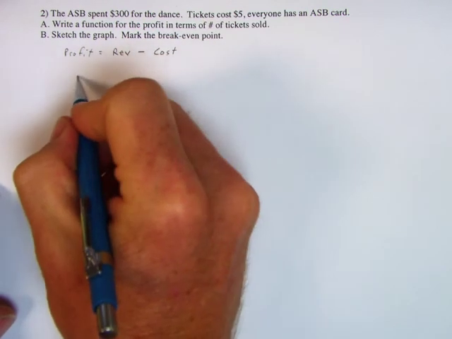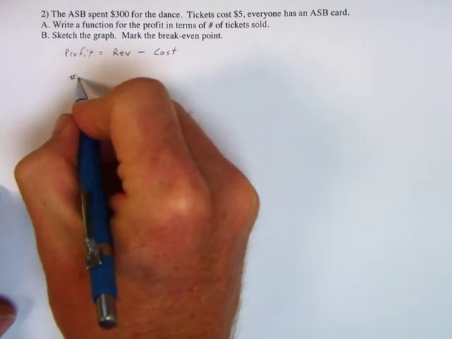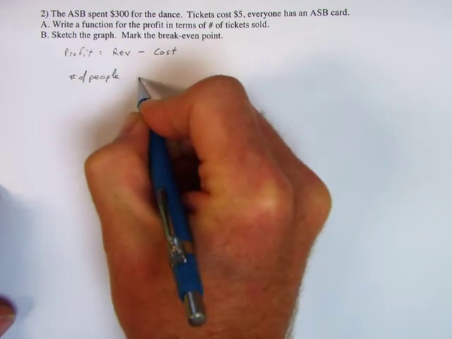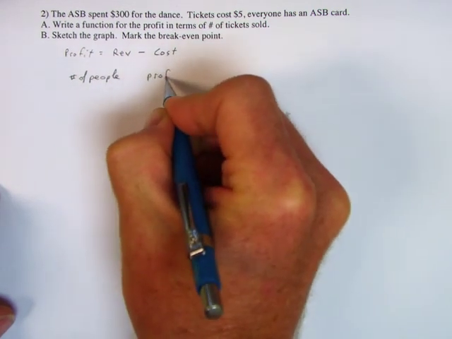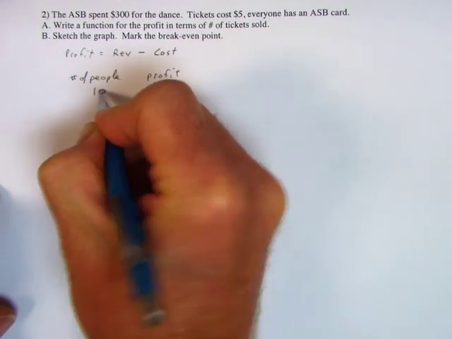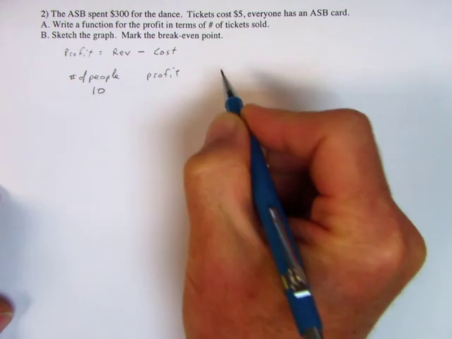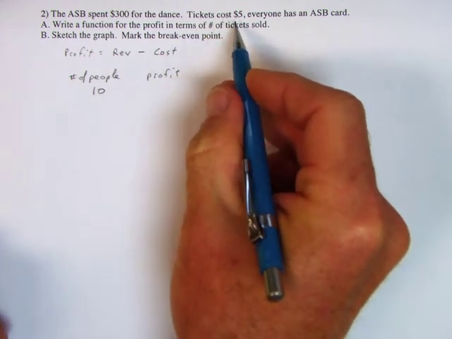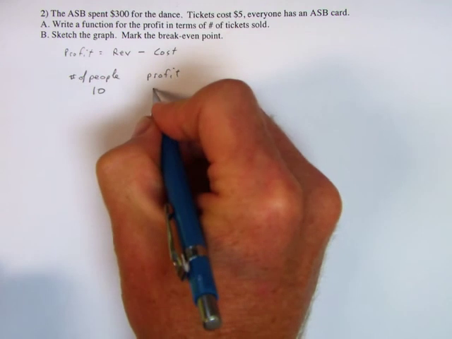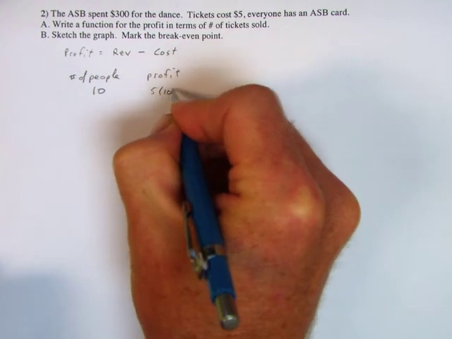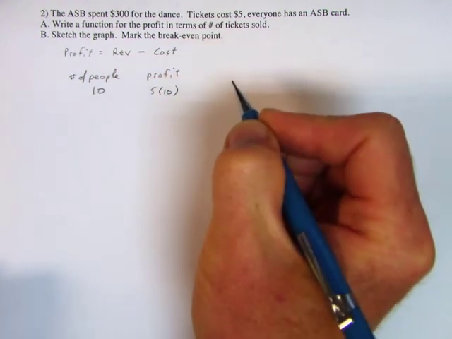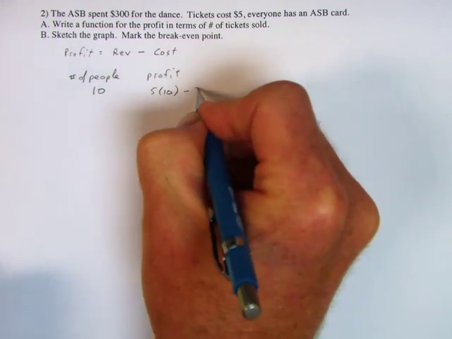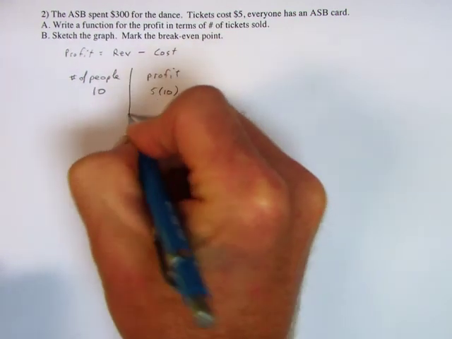What if we said, what's changing? Number of people and our profit. What if we had 10 people? How much money would we have coming in? How much revenue would we have? Well, the tickets cost $5 each, so we would have 5 times 10. And what's our cost for it? Well, it's a fixed cost of $300, so we will subtract 300.